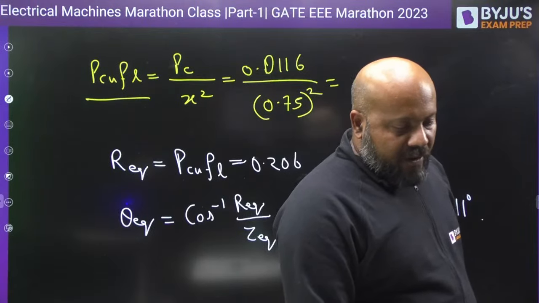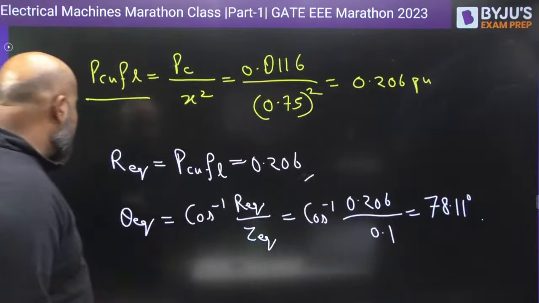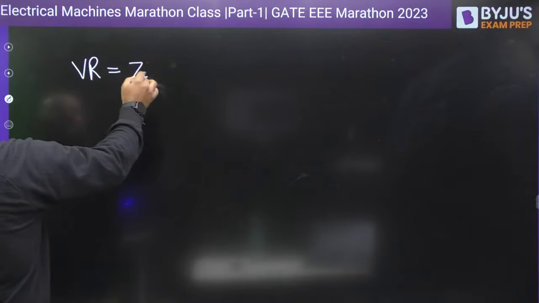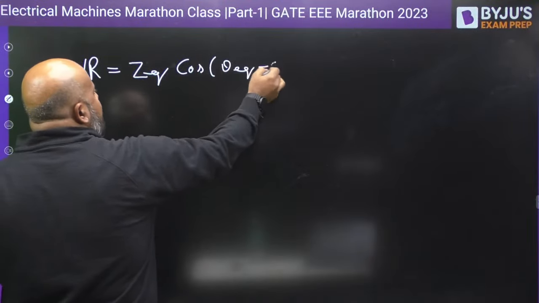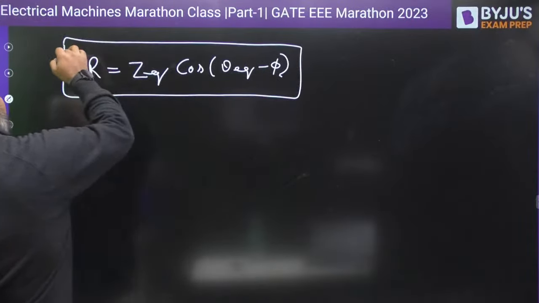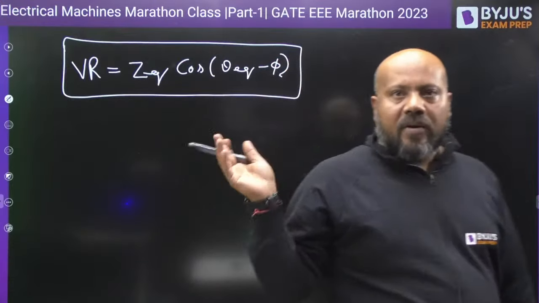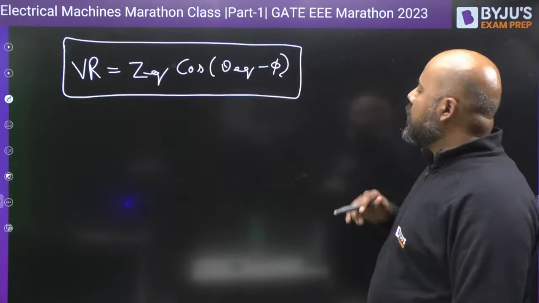So now you can solve the voltage regulation within one go. You put all the values, that is Z equivalent cos of theta equivalent minus phi. This is the similar expression that you have, R per unit cos phi plus X per unit sin phi. It is more compact, okay? It is more compact. That is the reason, if you want, you can use this also.